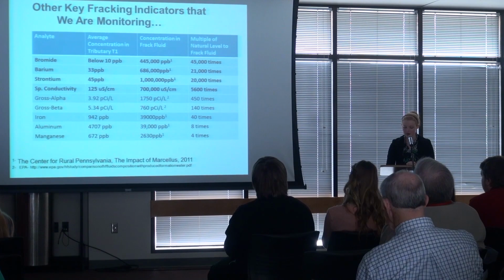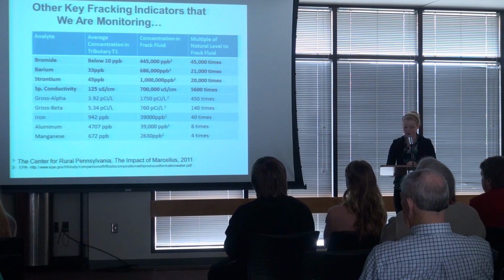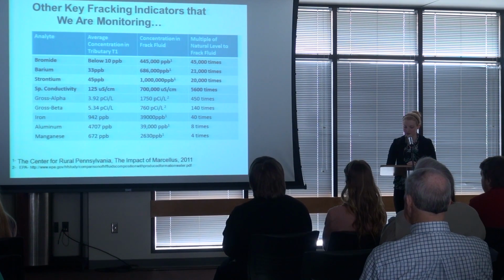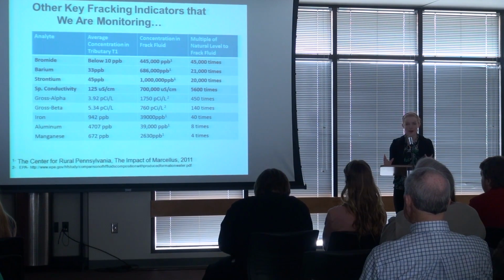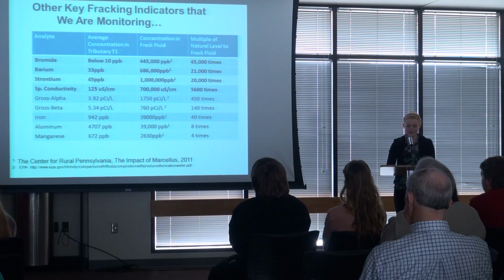This table shows some other analytes we are monitoring for. The right-hand column shows the concentration of each analyte in frac fluid. As with every analyte mentioned thus far, our numbers are very minute compared to those in frac fluid. Two fracking indicators to highlight: barium and strontium levels are each approximately 20,000 times higher than natural levels.